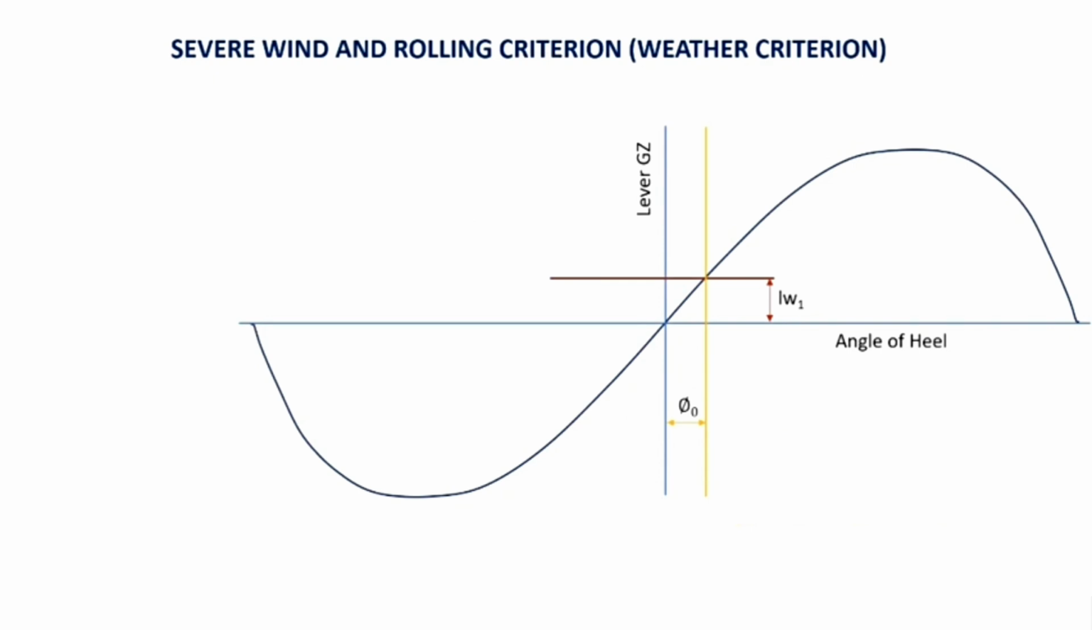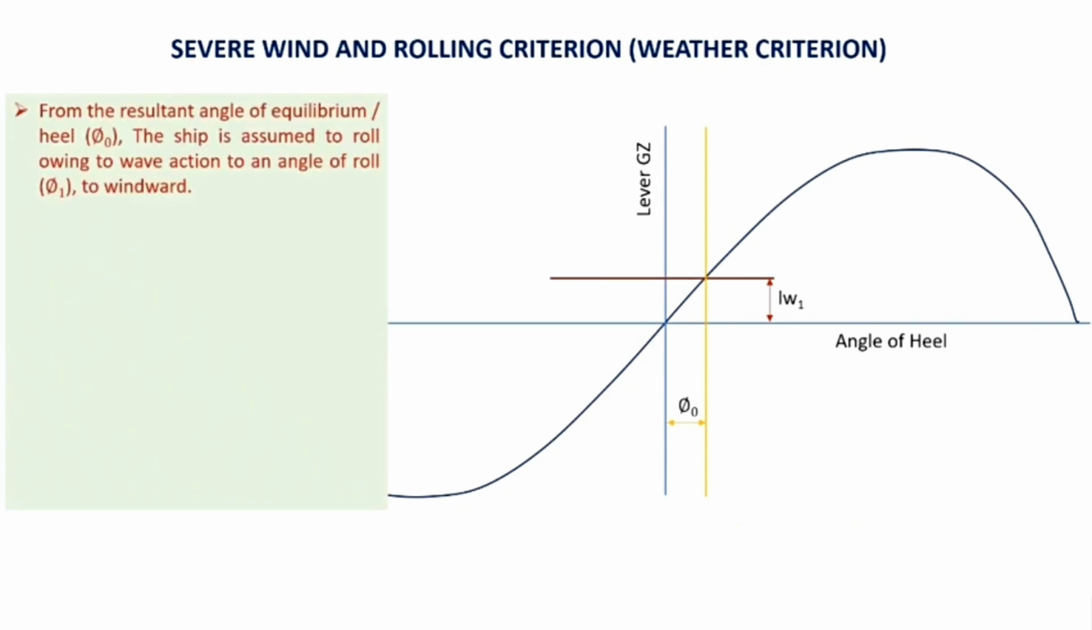Now this is what you need to write. From the resultant angle of equilibrium phi 0, which is there on the diagram, the ship is assumed to roll due to wave action to an angle of roll phi 1 to the port side. That means from this condition, under the effect of wave action, the ship rolls through phi 1 into the windward side. Understood, guys? This is phi 1 and this is where it goes under the action of the wave.